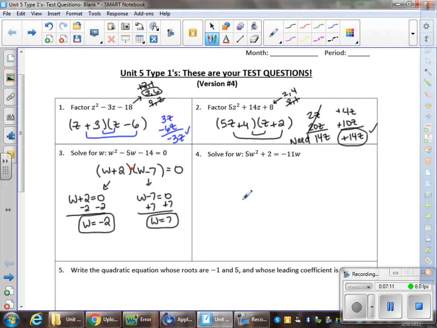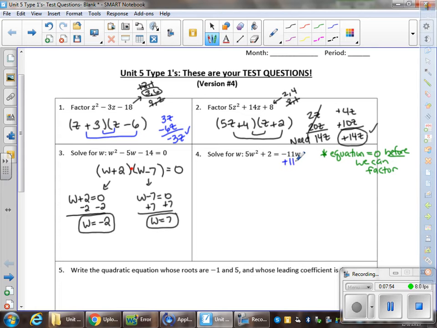Okay. Number 4, same directions, same type of question, but notice this is not ready to solve yet. First, we need one side equal to 0. So, let's make a note. Equation has to equal 0 before we can factor. Okay, so let's make that happen first.